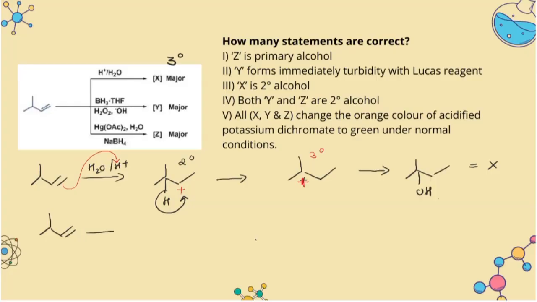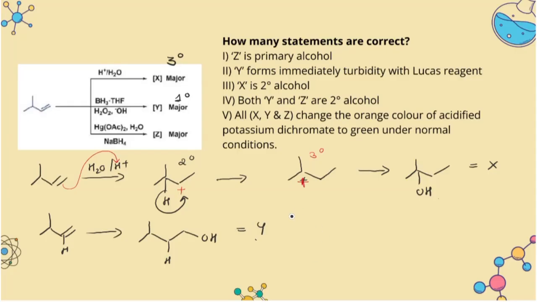So remember, whenever it is treated with borane followed by hydrogen peroxide, it's anti-Markovnikov hydroxylation. That means hydrogen goes to the carbon with the lesser number of hydrogens. So you have to remember this particular statement. So hydrogen goes here, OH goes here. This is anti-Markovnikov hydroxylation, right? And what sort of alcohol is it? It is a primary alcohol. So let's write that also. So Y is a primary alcohol.